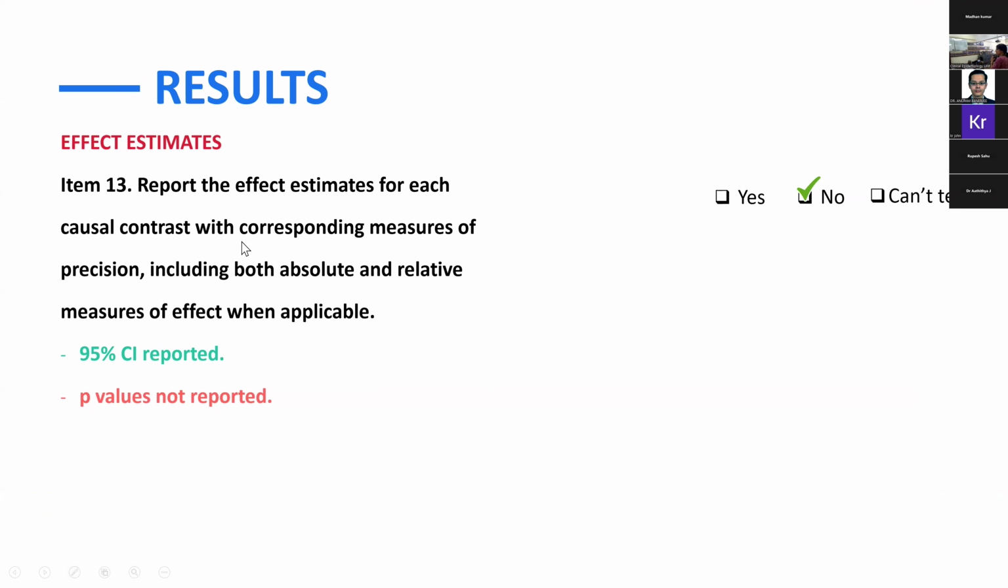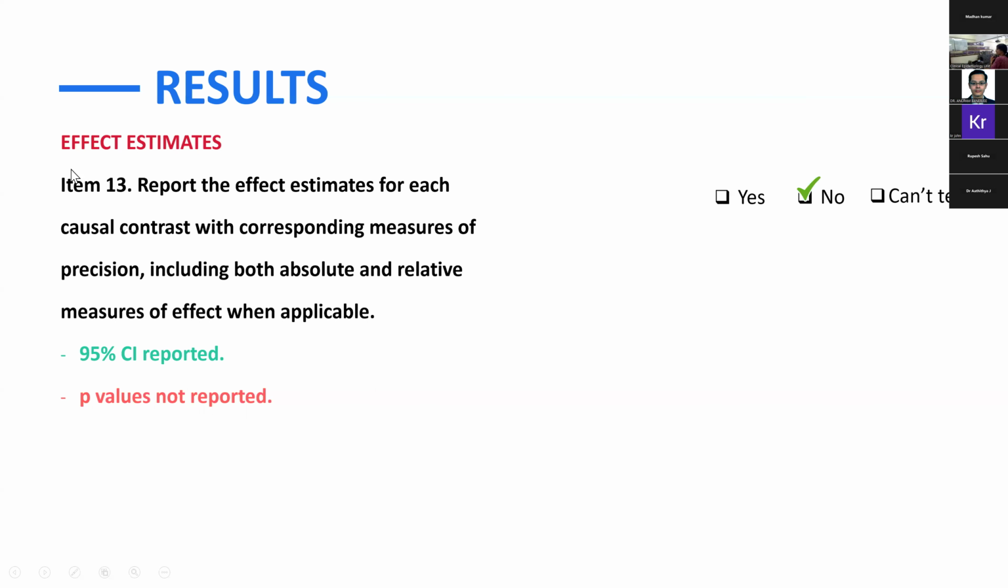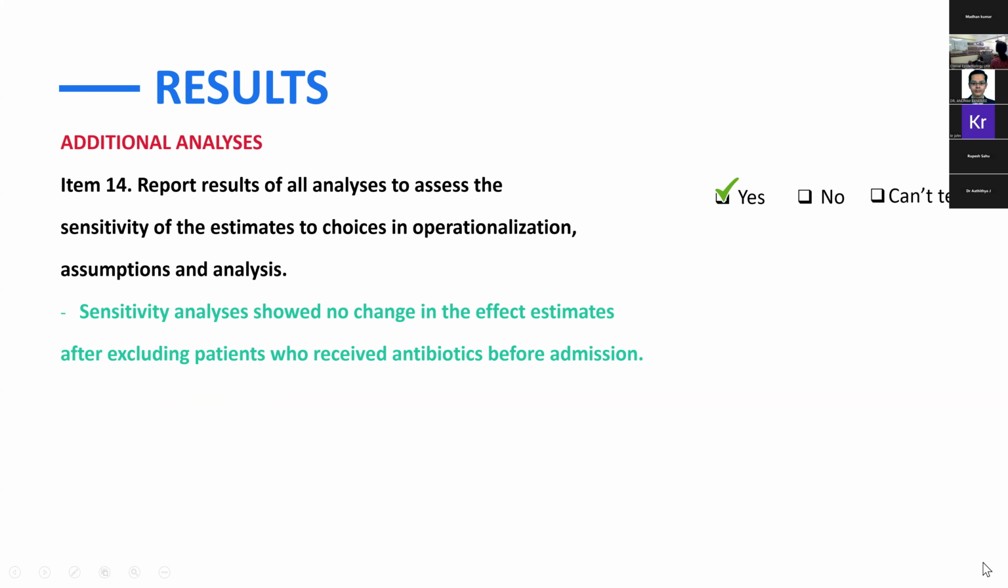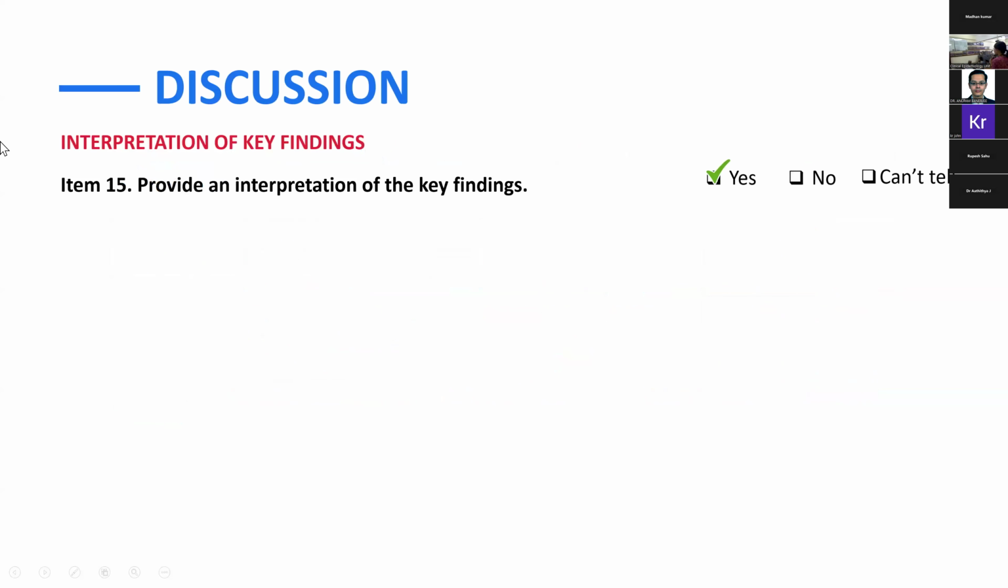So effect estimates, they have reported 95% confidence interval, but p-values were not reported. So I have given that a no. And additional analysis, they have done sensitivity analysis, which showed that basically they did it for people who have received antibiotics for 3 days in a hospice before coming to hospital. So they have said that even among those people who got some extra antibiotics, there is no very big difference between short course and long course in terms of 30-day mortality. So this is the same thing, 72% and 75%, and finally the adjusted risk ratio comes to 0.96, and again it crosses 1, which is the line of no significance.